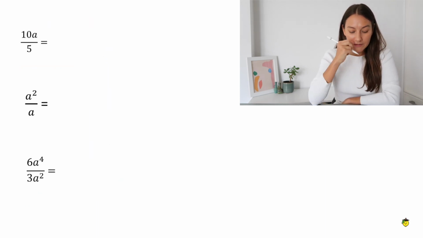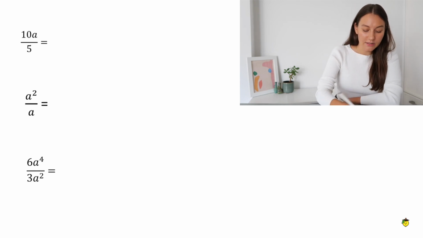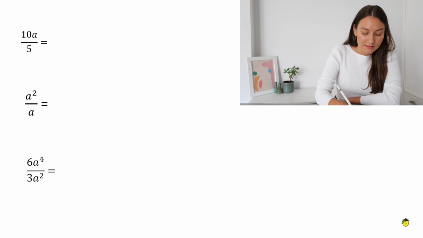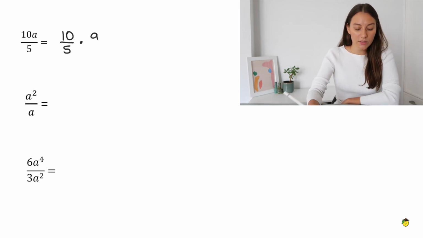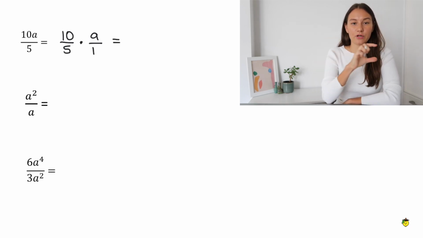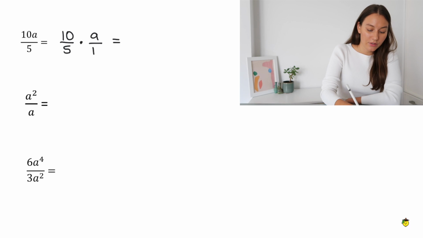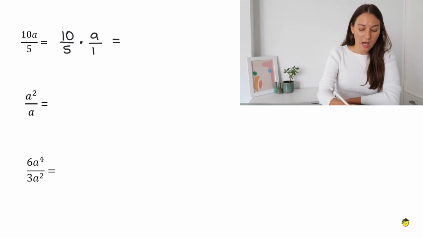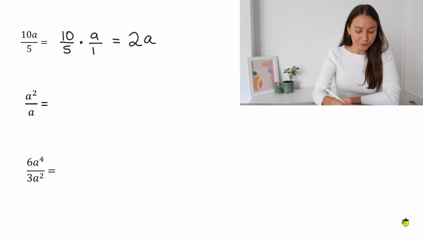Let's move on to division. So let's take a look at the first one here. We have 10a over 5. Well, I can rewrite this as 10 over 5 times a over 1, right? If you actually multiply your numerator and denominator, you start with what you got. I do this because it helps me break this problem up. So I know 10 over 5, or 10 divided by 5, is just 2. And a over 1 is just a. And so my answer is 2a.